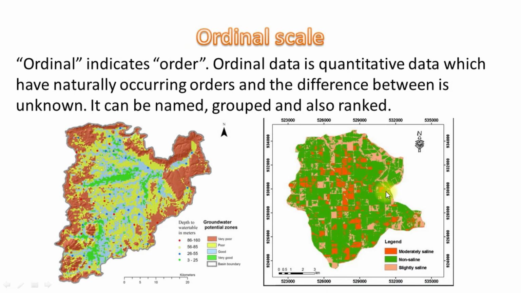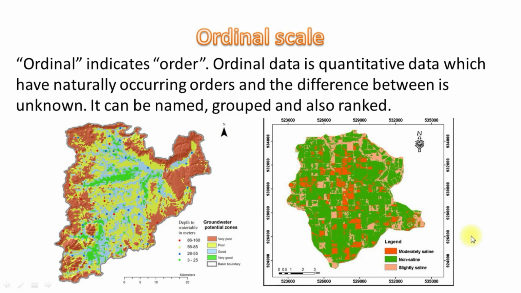The second one is ordinal scale. Ordinal indicates order. Ordinal data is quantity. No, not quantity. Sorry, here is a mistake. It is qualitative data also, because ordinal refers to qualitative type of information which has naturally occurring orders, and the difference between them is unknown. It can be named, grouped, and also ranked.